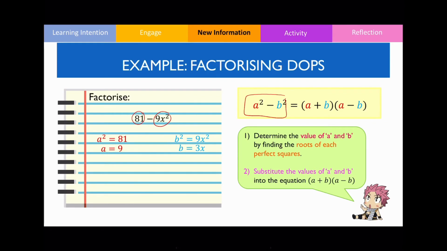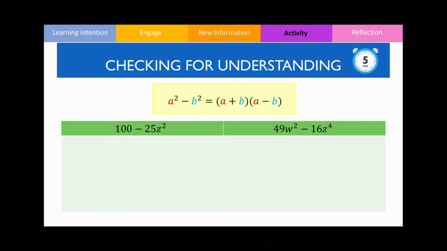Once I've found the answers for both a and b, I'll just substitute them back into this factorized form. So if I do this, my answer is going to be 9 plus 3x bracket 9 minus 3x, okay? Alternatively, as I said from last lesson, you could also rewrite it like this. The order does not matter at all. What I want you to do right now is have an attempt at answering both of these questions and then compare your answers to my answers after 5 minutes. If you have done it successfully, these are going to be the solutions over here.